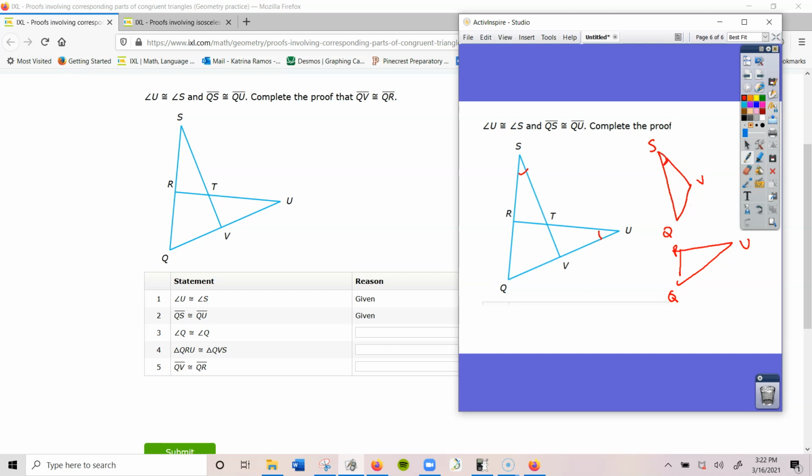So angle S is congruent to angle U. QS is congruent to QU, which is also given. Angle Q is congruent to itself. I think I drew this wrong.